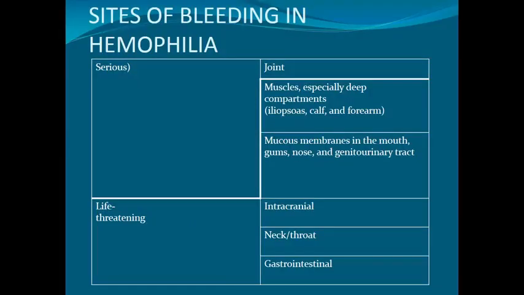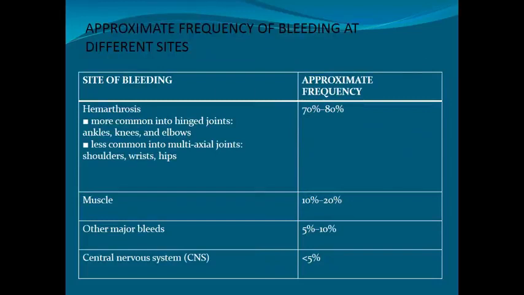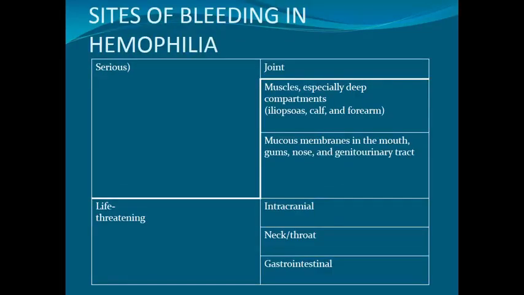Now let's come to the sites in which bleeding occurs. There are two or three types of bleeds. We divide them anatomically or according to the severity of the clinical condition, whether it is serious, life-threatening, or just bleeding. Serious bleeding includes bleeding into the joints such as hemarthrosis, bleeding into muscles, especially deep compartments, the iliopsoas muscle, calf and forearm, or mucous membranes in the mouth, gum, nose and genitourinary tract.